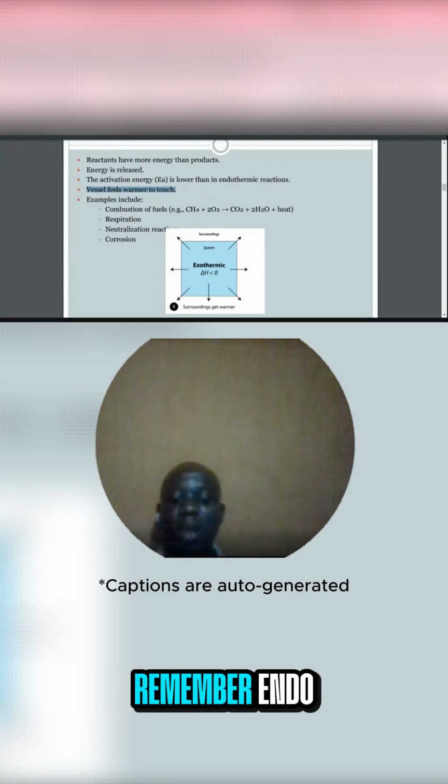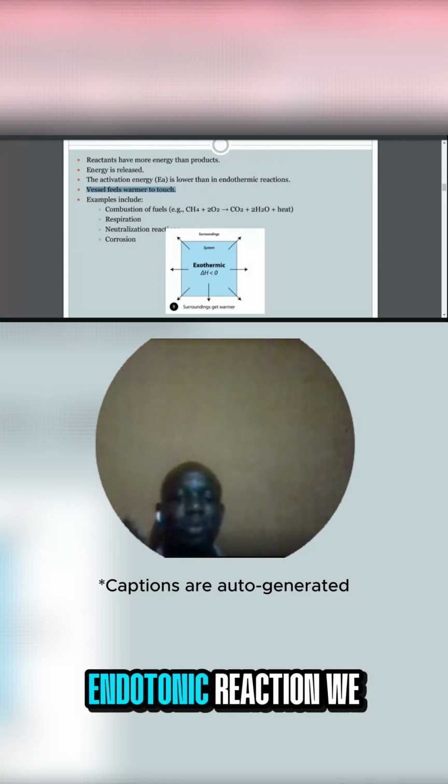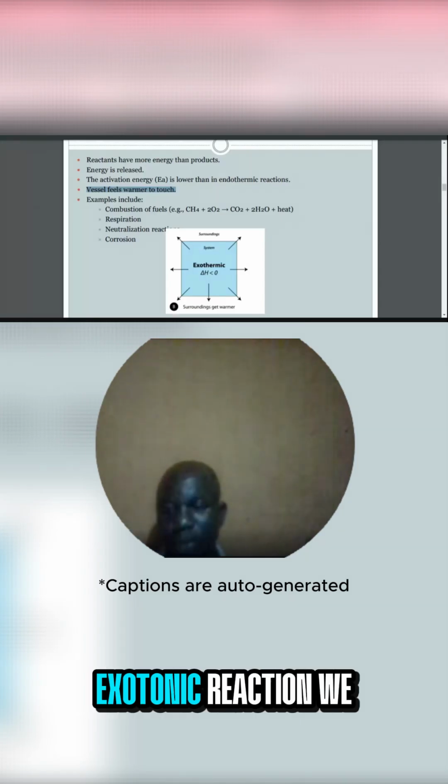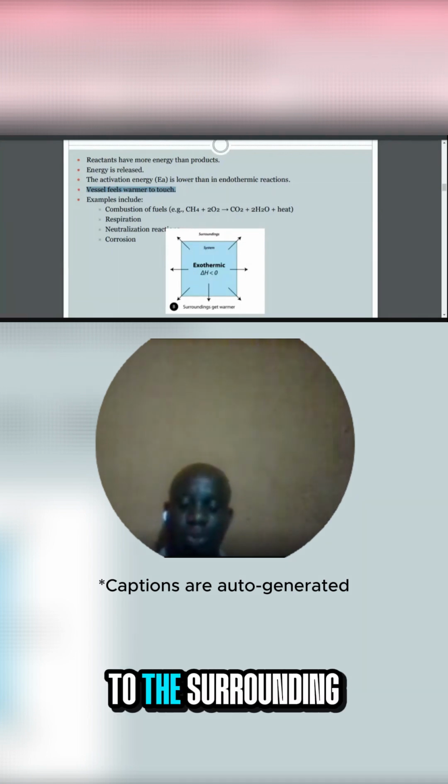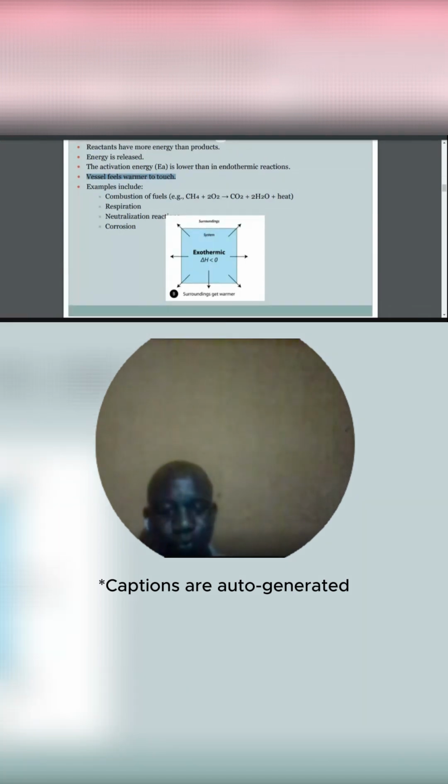So remember, an endothermic reaction will absorb heat from the surrounding. An exothermic reaction will liberate or release heat to the surrounding. Did you get it?